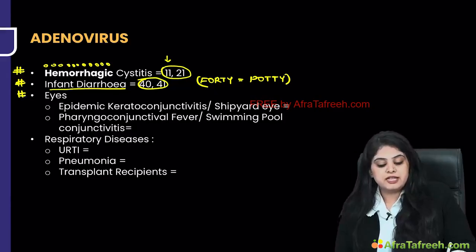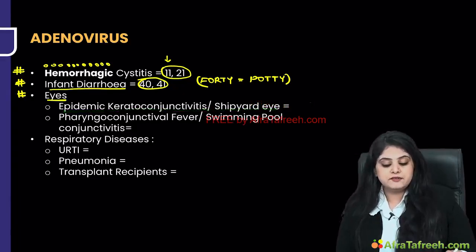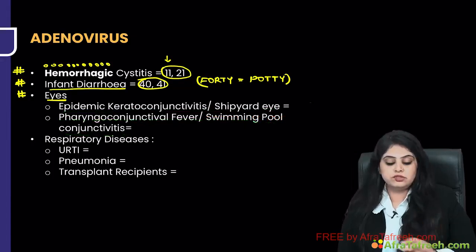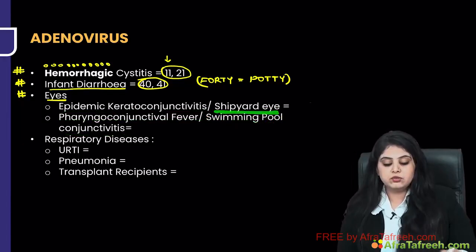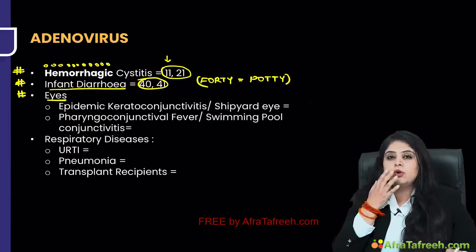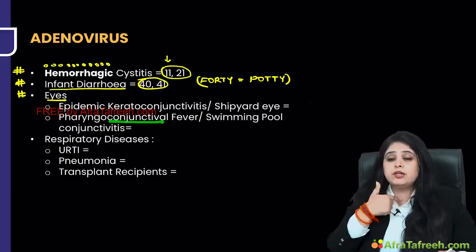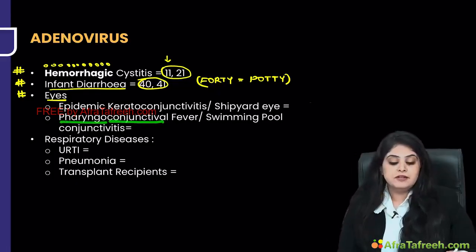Coming to the eyes. In the eyes, I can see there is something called epidemic keratoconjunctivitis, which is known as the shipyard eye. And then there is pharyngoconjunctival fever or swimming pool conjunctivitis. So what are the two things? There is a shipyard eye, which is known as epidemic keratoconjunctivitis. So an epidemic has happened in the ship, okay? Next is going to be swimming pool conjunctivitis. Swimming pool, just remember, the swimming pool water goes not only in your eyes, not only the conjunctiva, you also tend to swallow it, so pharyngo will also happen.